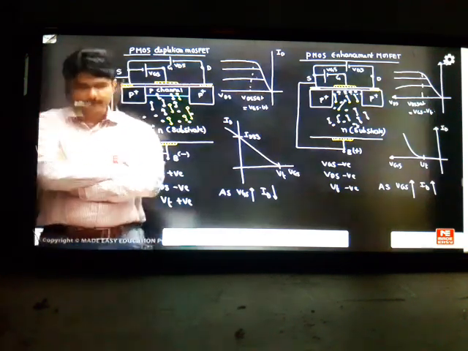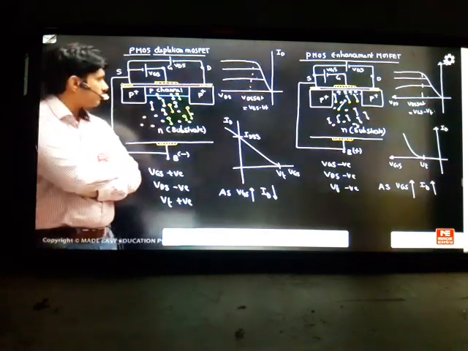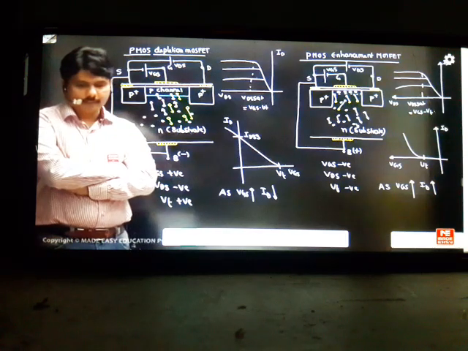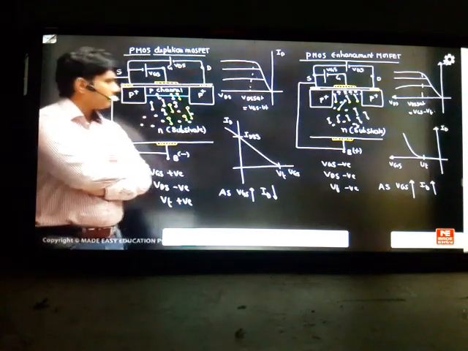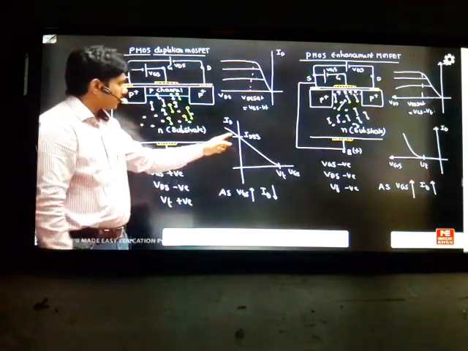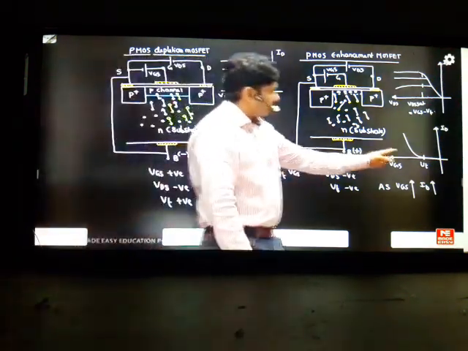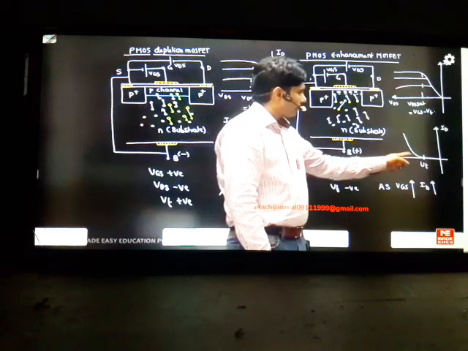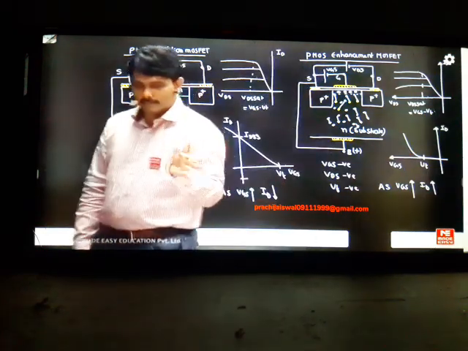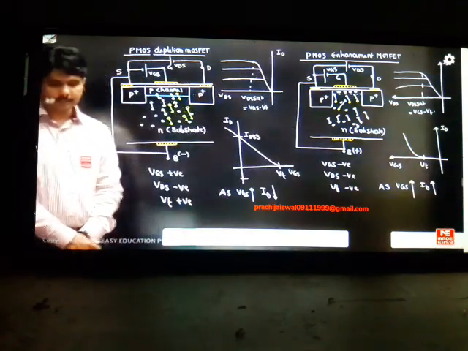For an enhancement type, someone is asking a question about ID versus VGS. After threshold voltage, the ID current will constantly increase. Yes, here what happens is the current will decrease if you go in the reverse bias direction. But if you go to this side, VGS becomes a forward effect for it, so it will try to rise. So below this you have to take 0. Below the negative values you have to take it as the on condition here.